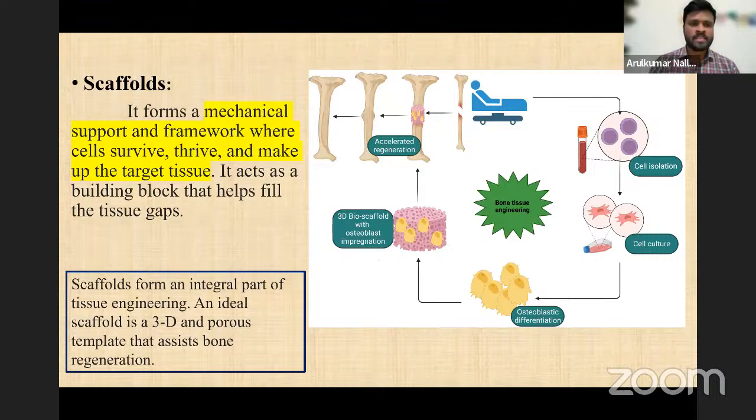So the final domain is scaffolds. It forms a mechanical support and framework where cells can survive, thrive, and make up the target tissue. It acts as a building block that helps fill the tissue gaps, and it works in bone tissue as well. That is possible with the help of bone tissue engineering. We harvest the cells and culture them. After culturing, we place them in the osteoblastic differentiation medium. After the cells have differentiated, we can place those cells in the scaffold. And finally, the scaffold can be implanted into the defect site.